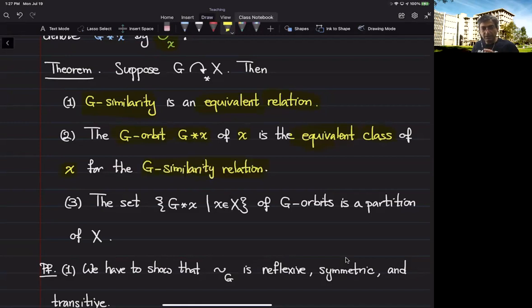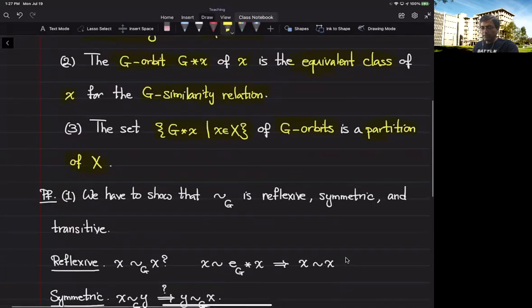In particular, the set of all the orbits, all the G-orbits, forms a partition of X. Okay, let's try to prove this theorem, which plays an important role in this course. So pay special attention to this. Both understand how the proof goes, and more importantly, you need to understand many examples and how to use this result.